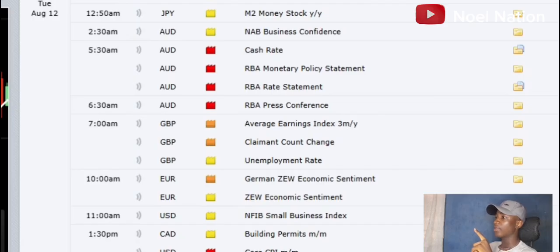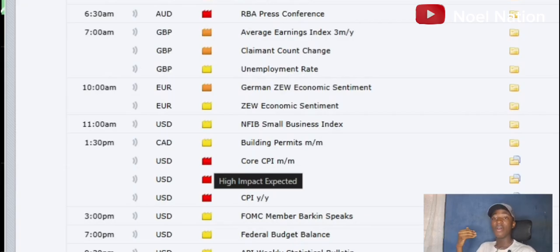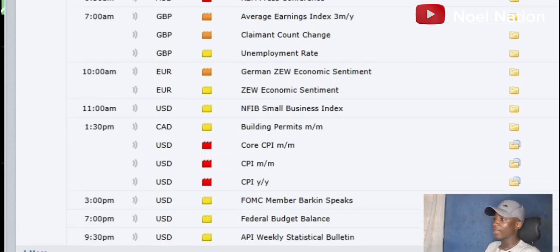And look at this, there is also USD, and high impact is also expected because it's something called CPI. These are things that happen in their country. It happens in Australia, it happens in the United States, but since you are trading the pairs here, it's going to affect us too. This can be dangerous and this can bless you. You know what I'm saying? So that is it about it.